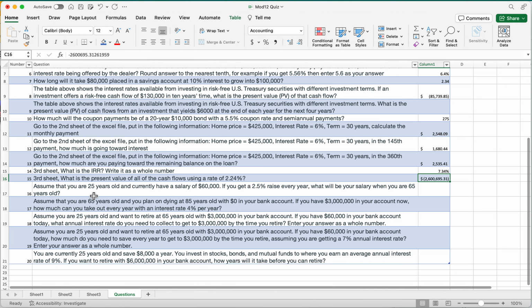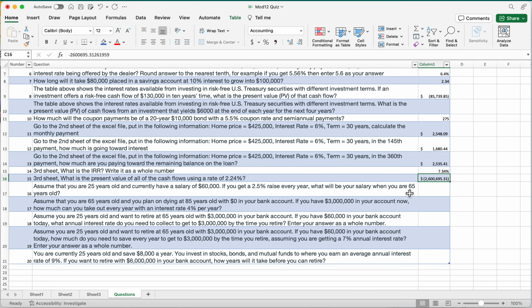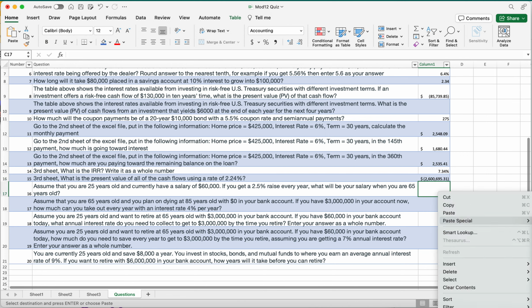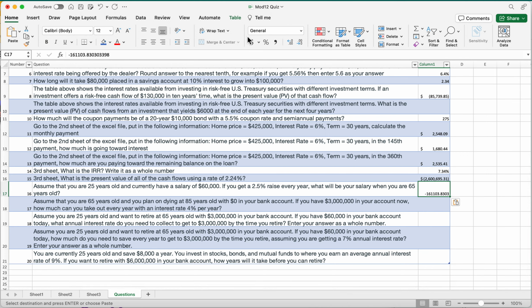So we are 25, retiring at 65. So that's 40 years. We're earning an extra 2.5% every year. We are making $60,000 in salary. So that means it should grow to $161,103.83. Okay. So that's how that one's done. You just take the present value, which is $60,000. You put in the interest rate, and then you figure out the number of years, which is 40.